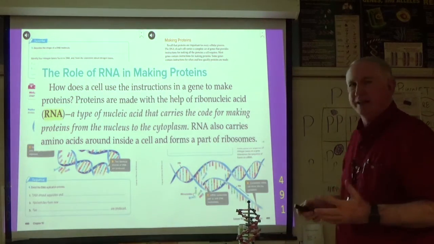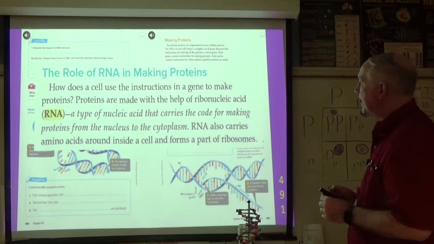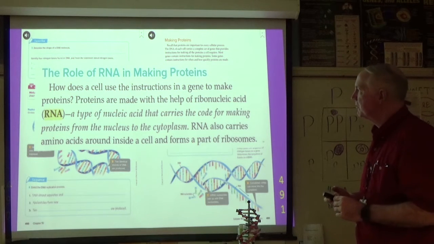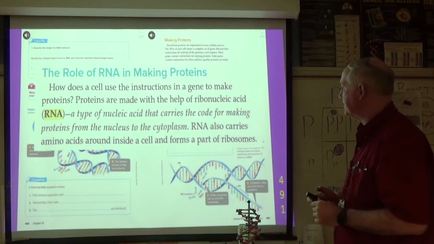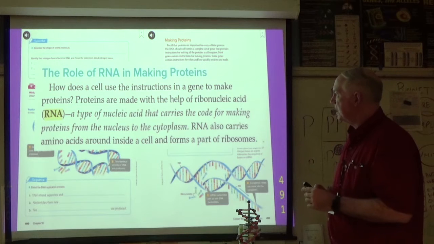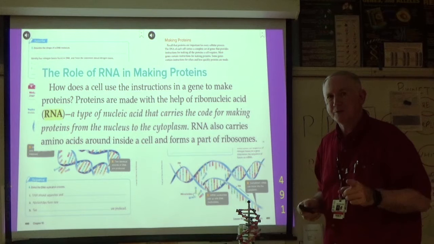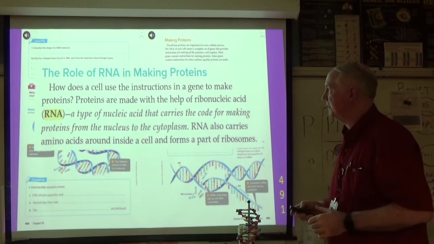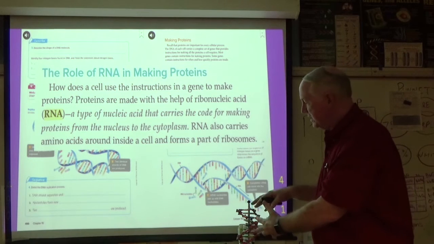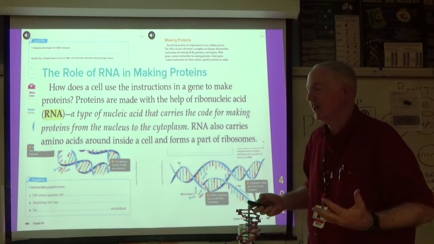Then there's RNA. This is critical in making proteins. RNA is a type of nucleic acid that carries the code for making proteins from the nucleus to the cytoplasm. RNA also carries amino acids around inside a cell and forms a part of ribosomes. Remember, I told you those ribosomes are going to be a big deal coming up later. So really important to know about RNA, which helps use the DNA to build all the stuff that is you and all the stuff that is every other living thing.